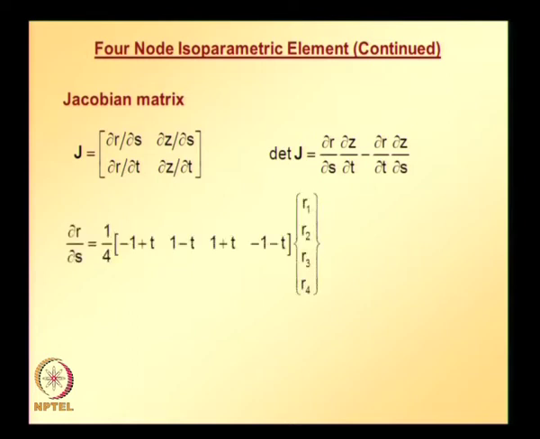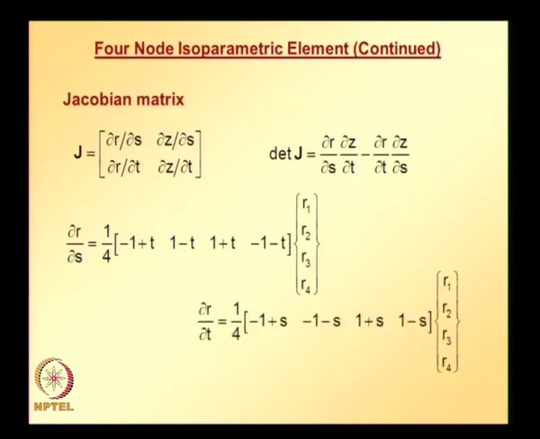For this we require partial derivative of r with respect to s, which can easily be obtained from the previous equations by taking partial derivative of shape functions N1 to N4 with respect to s. Similarly, by taking derivatives of shape functions N1 to N4 with respect to t, we can easily write partial derivative of r with respect to t. Similar expressions, that is partial derivative of z with respect to s and partial derivative of z with respect to t, can also be easily written, and finally, once we have these expressions, we can easily calculate Jacobian matrix and determinant of Jacobian.